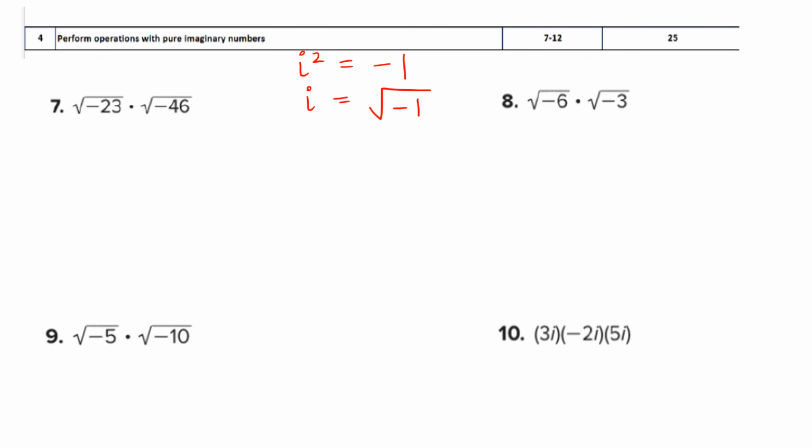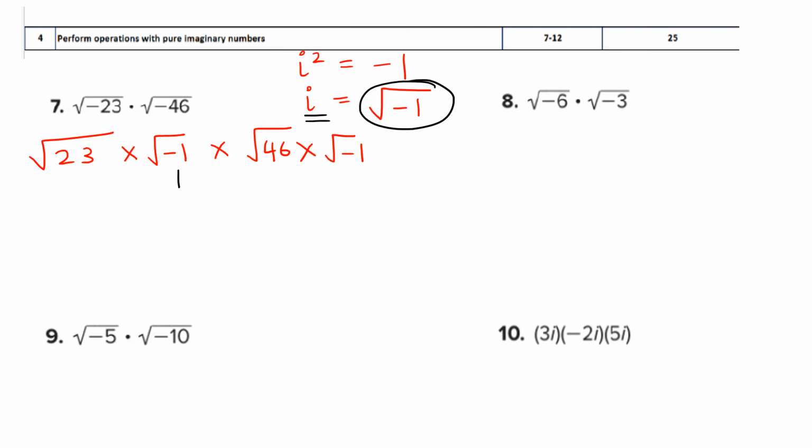So let's do them. The first one, if you see here, there is a square root with a negative inside. Whenever you see a negative sign in the square root, you will remember it is the complex number, the imaginary number, and you have to use the value of iota. So if I break this into two parts, I can write 23 in the square root and -1 separately. Similarly, I can write 46 and -1 separately. So the square root of -1 is what? It is the value iota. So I can replace this and this with iota. Iota multiplied with iota is iota squared.